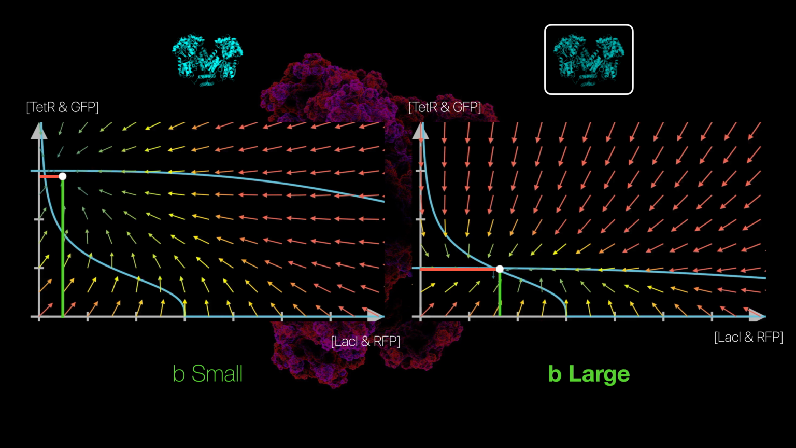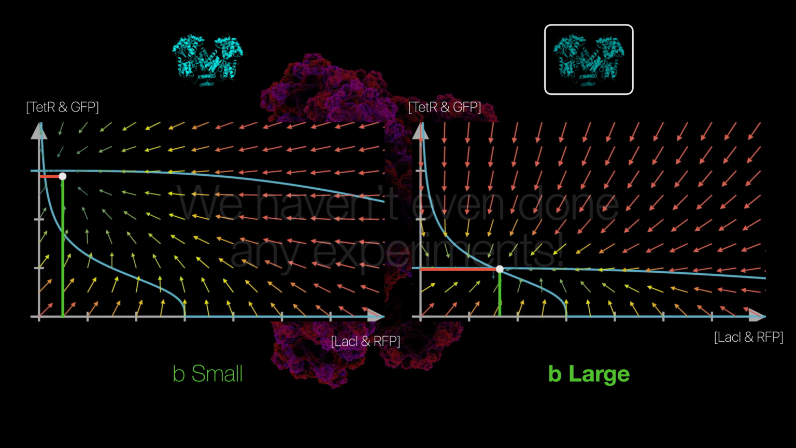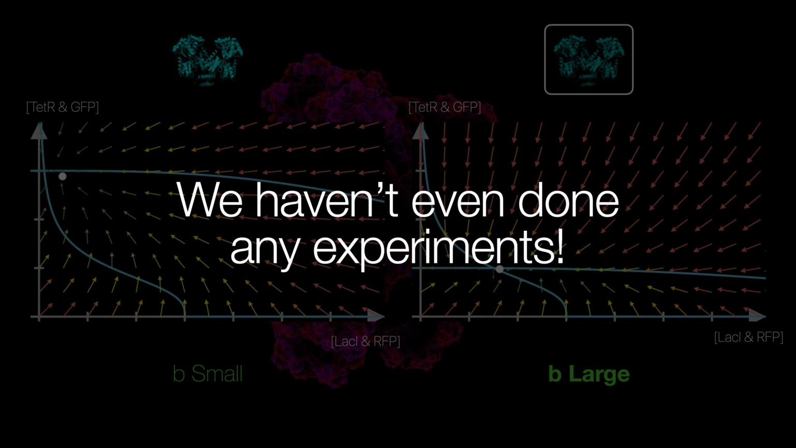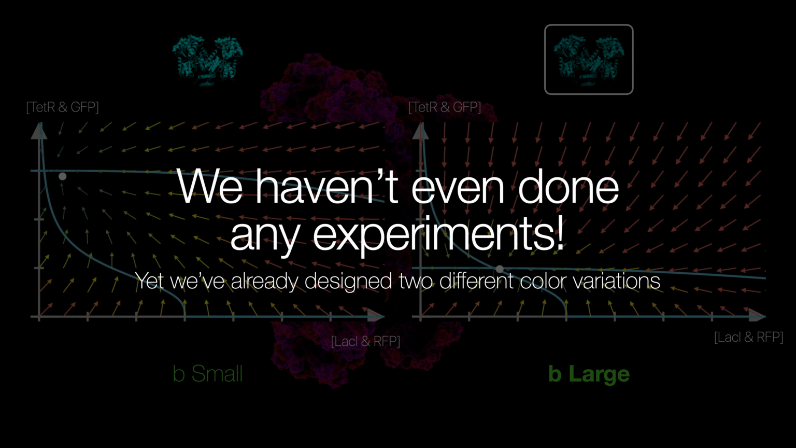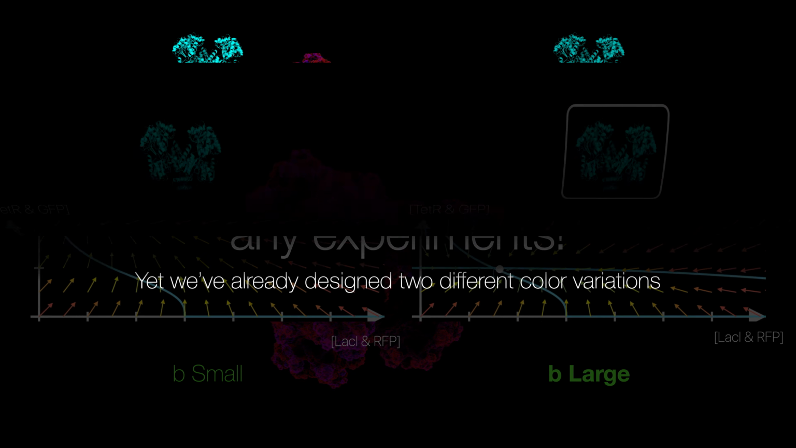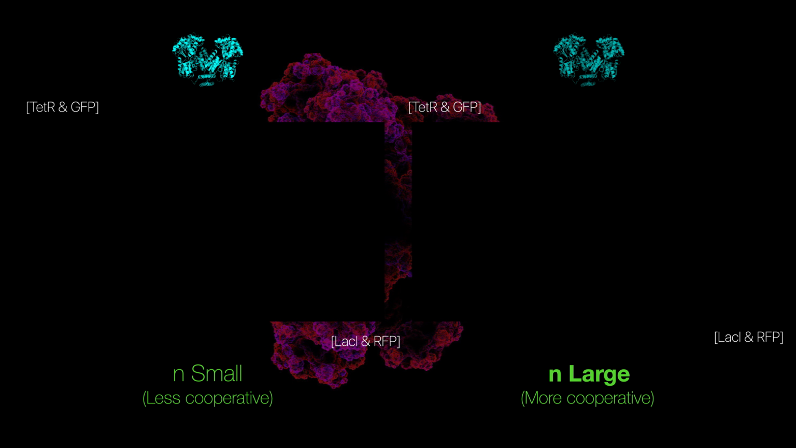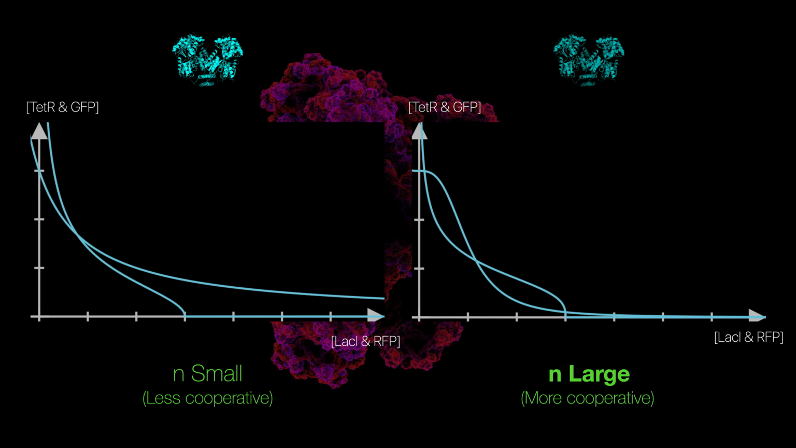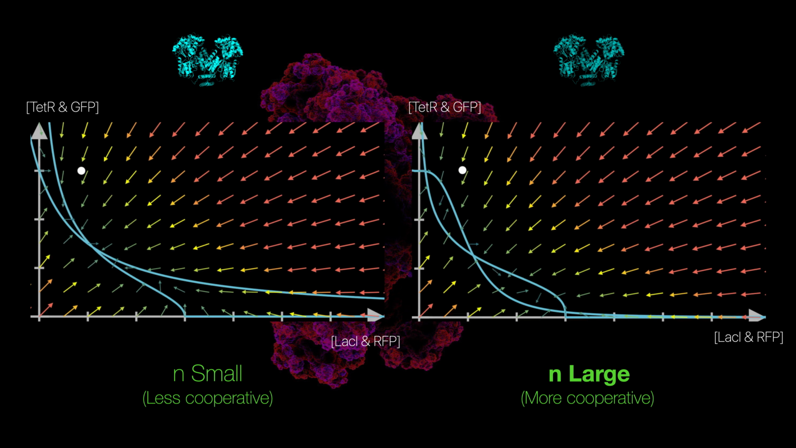My point is that we haven't done any experiments up until this point, yet we've already designed two different color variants. And these simulations barely took any effort to set up. They just took a while to run, but it doesn't take weeks like experiments. Let's take a look at a few more examples. This time, instead of changing degradation, let's change how sharply, or cooperatively, it binds to DNA.